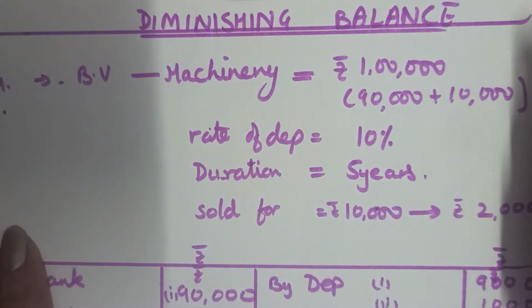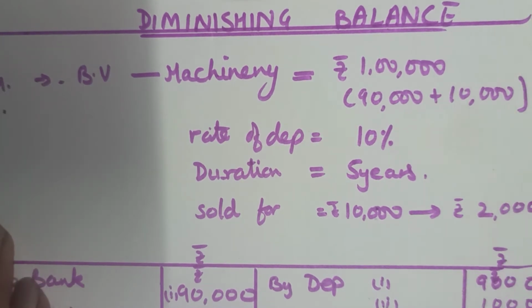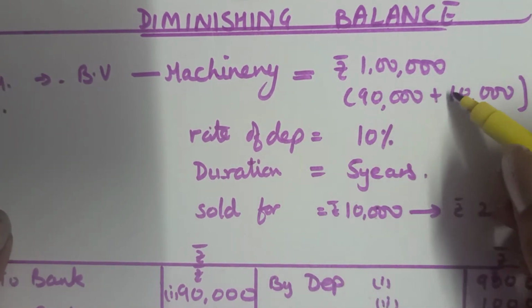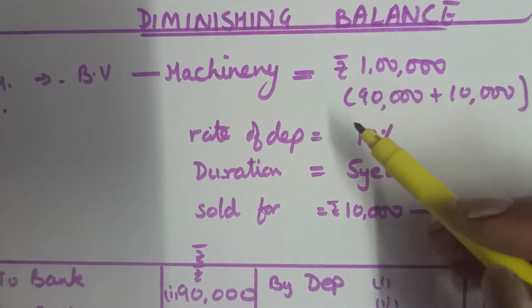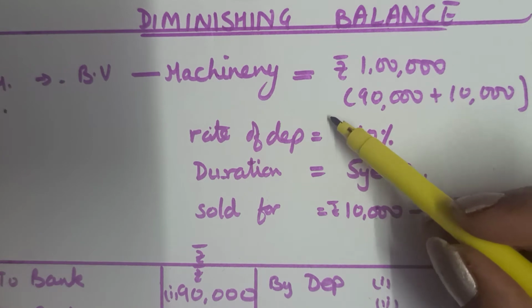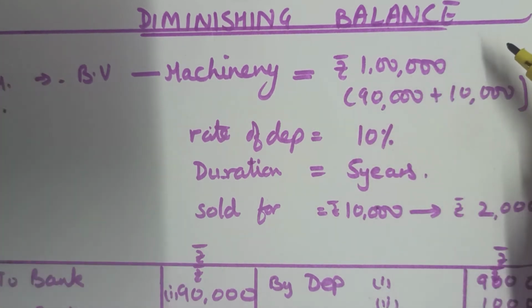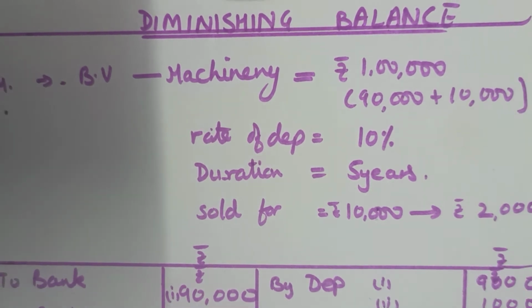A company had bought a machinery. This is from your textbook. No need to open the textbook now, just keep following the video here. I have written the vital information of the question here. The book value of the machinery is rupees 1 lakh. The question says a company had bought machinery of rupees 1 lakh, including a boiler.